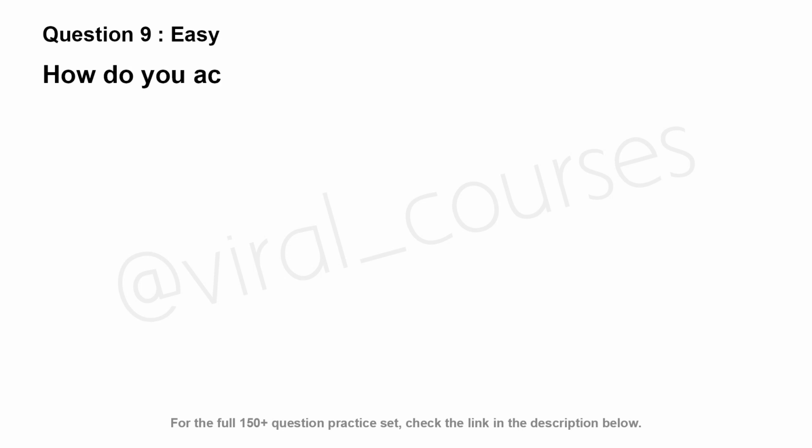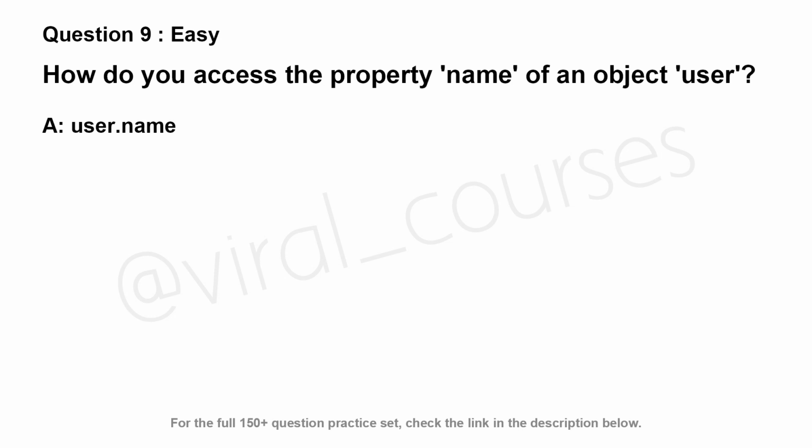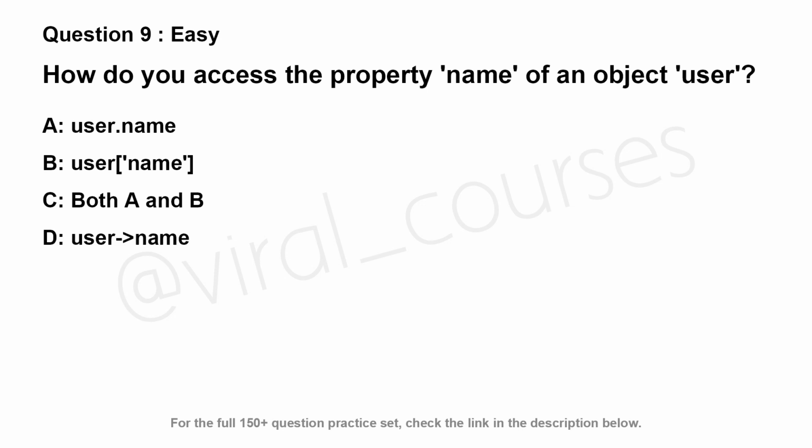How do you access the property name of an object user? Option A, user.name. Option B, user["name"]. Option C, both A and B. Option D, user->name.